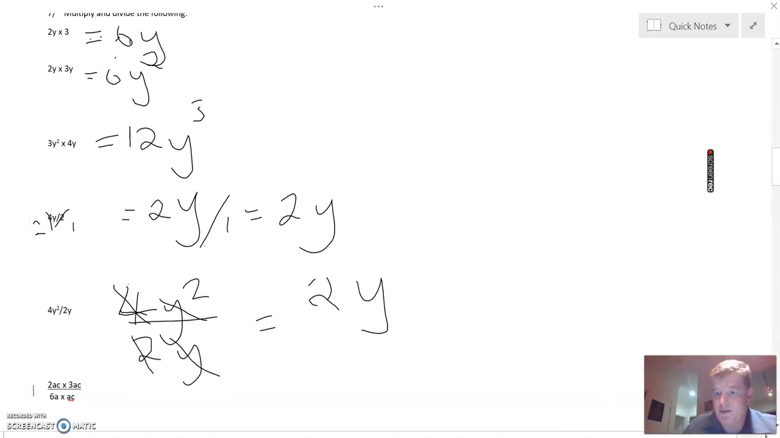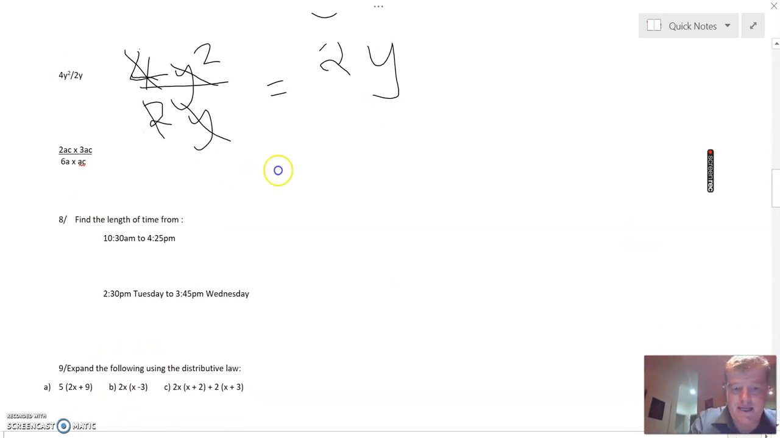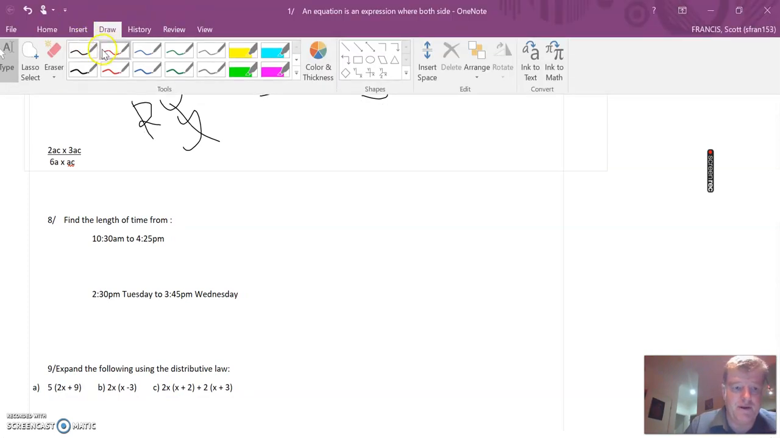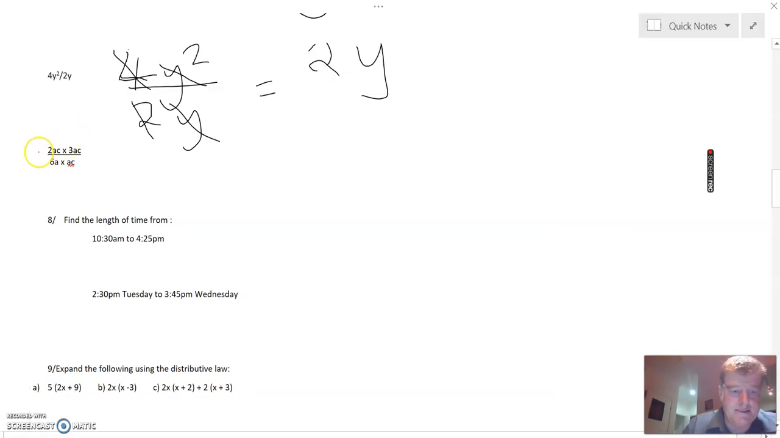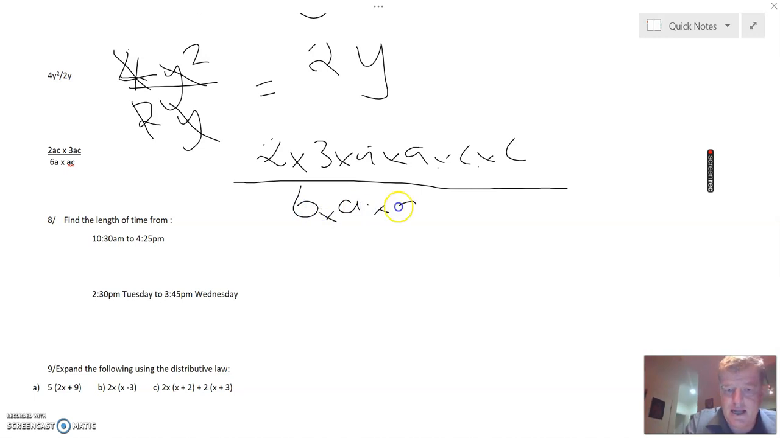For the next one, I think the easiest way to do this is to write it all together. Let's put all the like terms together. So let's say we've got 2ac, so 2 times 3 times, then there's 2 a's, a times a, times c times c, all divided by 6, a times a times c.